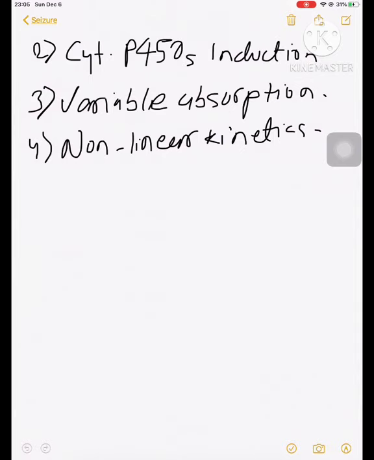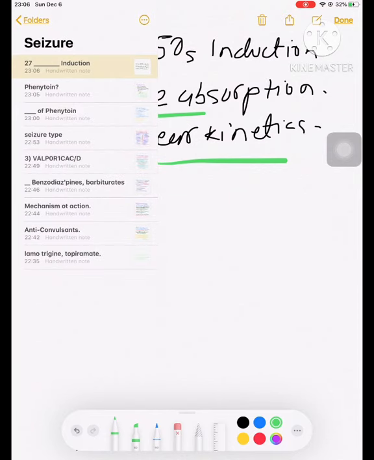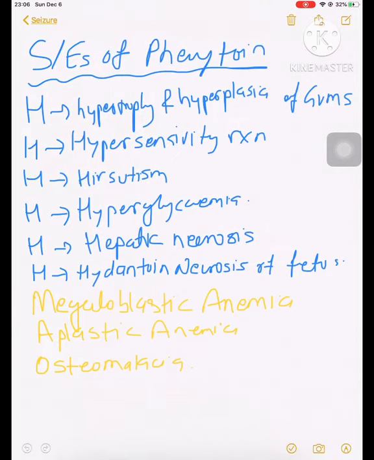The next is variable absorption. The absorption of phenytoin is variable. We have already discussed non-linear kinetics. Next we'll see what the side effects of phenytoin are. I made a long list here and I've included a mnemonic.